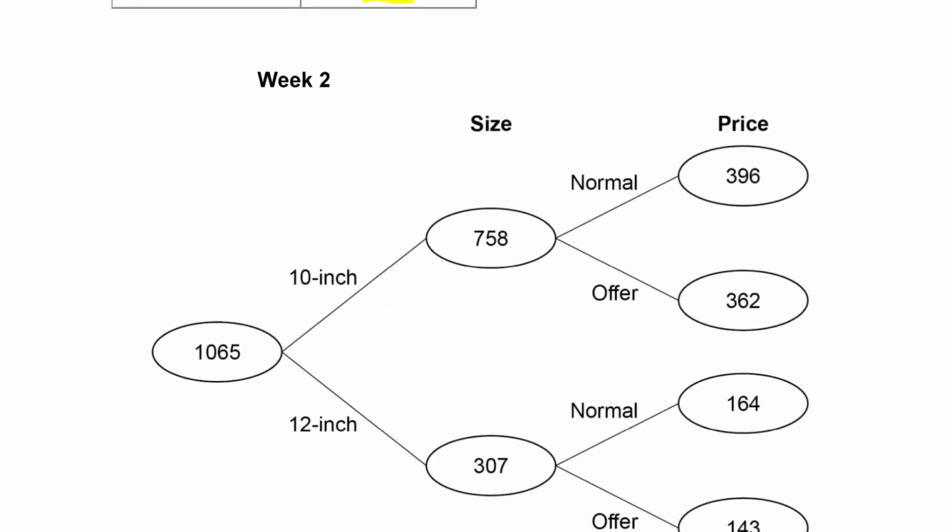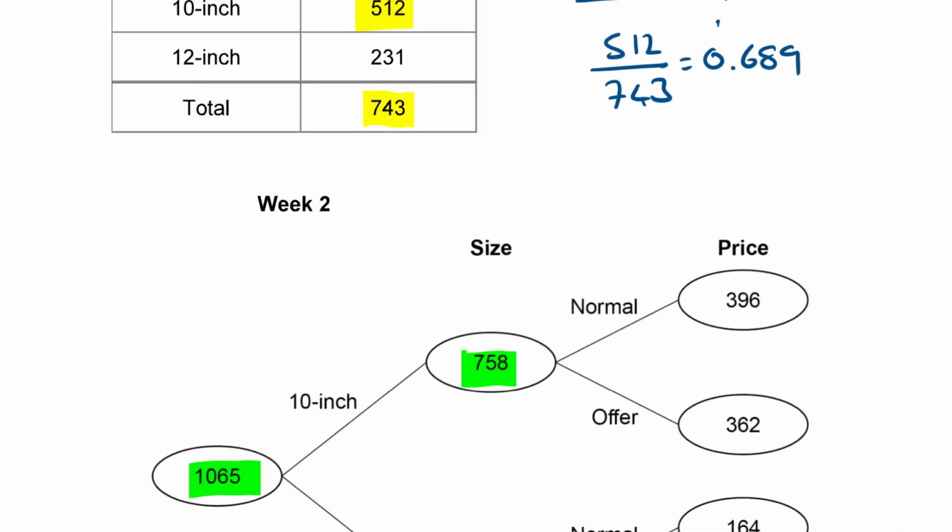Now in week 2 you can see that this number is how many pizzas were sold altogether, this number is how many 10-inch pizzas were sold, and the other branch is how many 12-inch pizzas were sold. So you can see the 758 and the 307 should again add up to the 1065. So in week 2 the proportion is 758 out of a total of 1065.